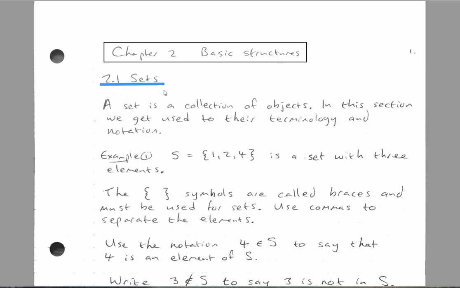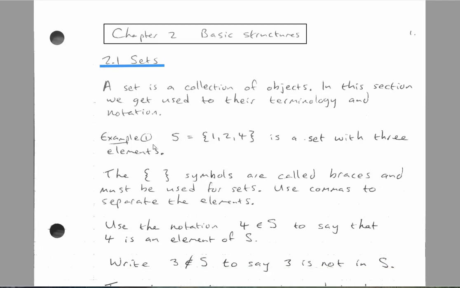Section 2.1, sets. So what is a set? Well, it's kind of hard to say exactly what it is, but for us, for now, we can say it's a collection of objects. All right, but I'm not telling you what an object is. But we need to get used to their terminology and notation. Okay, so on one level, sets are very simple. You can think of objects like numbers.